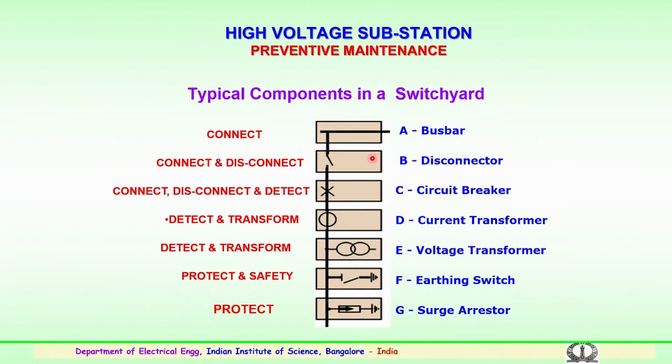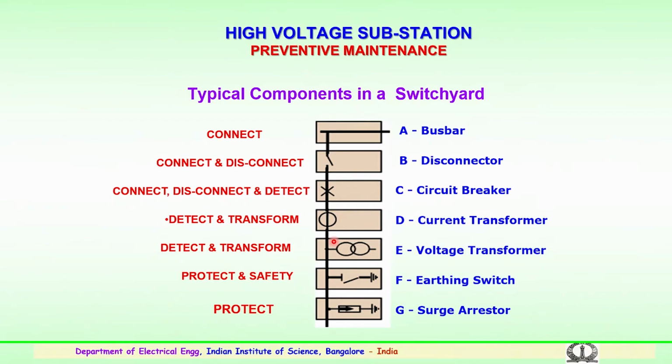The third is the circuit breaker. The circuit breaker is an important component, as mentioned earlier. The important function of a circuit breaker is to connect the circuit for normal operating conditions, then disconnect in case of over voltages or during fault conditions. The other main function of the circuit breaker is also to detect the faults and operate accordingly.